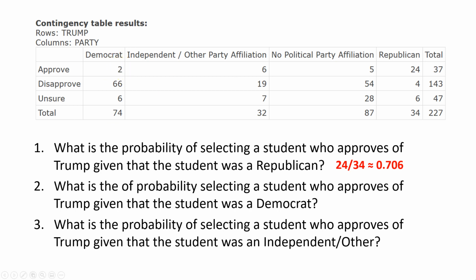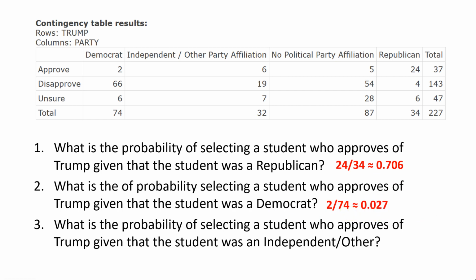So our probability would be 2 out of 74, which rounds to 0.027. So clearly these probabilities are not the same, which tells us that the probability of approving Trump is dependent upon party affiliation. If you're a Republican, you're more likely to approve of Trump. If you're a Democrat, you're more likely not to approve of Trump.